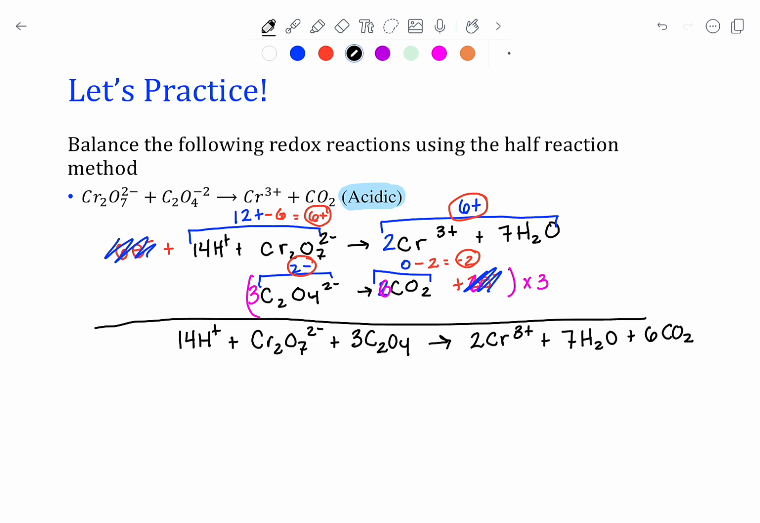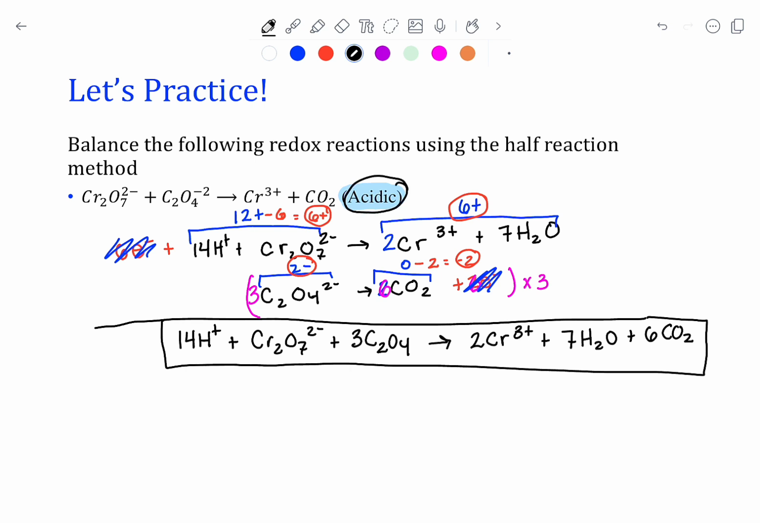Okay, now we just double check and simplify. Nothing needs to cancel. I don't have waters on both sides. I don't have H pluses on both sides. So overall, I think we are good there. And that is going to be our final balanced equation. We do not have to do our last two steps because this is an acidic solution.